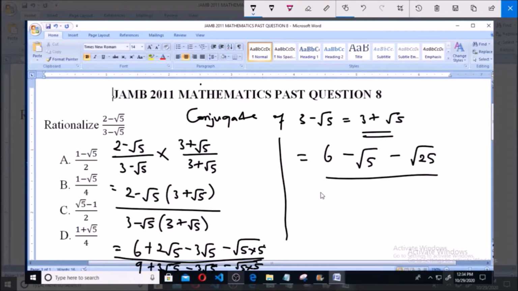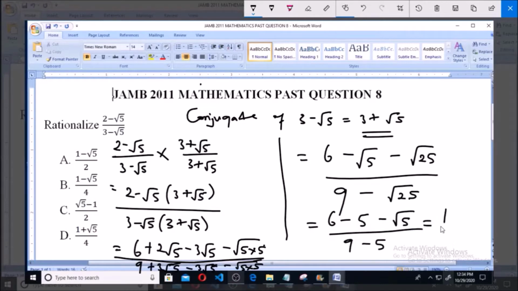Now we have 9 plus 3 root 5 minus 3 root 5 is 0. Then minus root 25. So this is equal to 6 minus, now root 25 will give us 5, so that's 6 minus 5 minus root 5 all over 9 minus 5, and this is equal to 6 minus 5 is 1 minus root 5, and 9 minus 5 is 4, all over 4. That's 1 minus root 5 all over 4, which is the answer to this question. And looking at this, that is option B, 1 minus root 5 over 4.